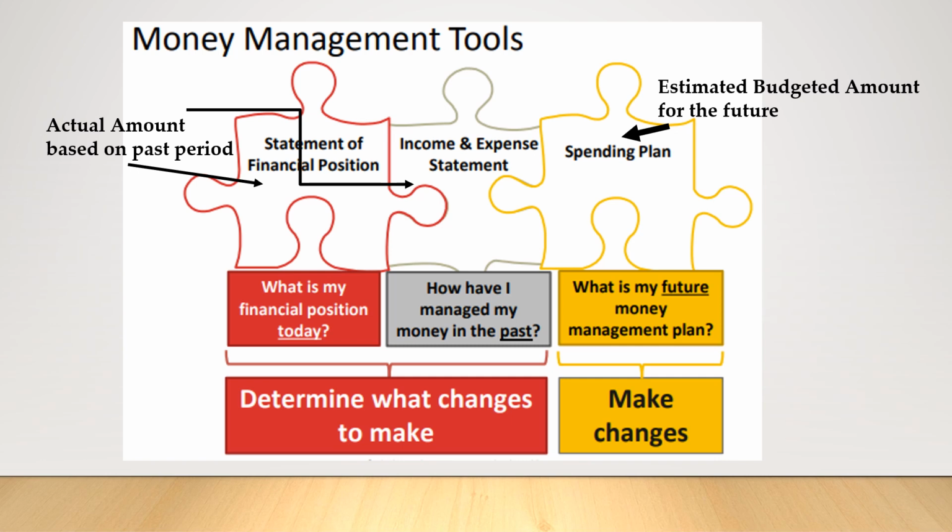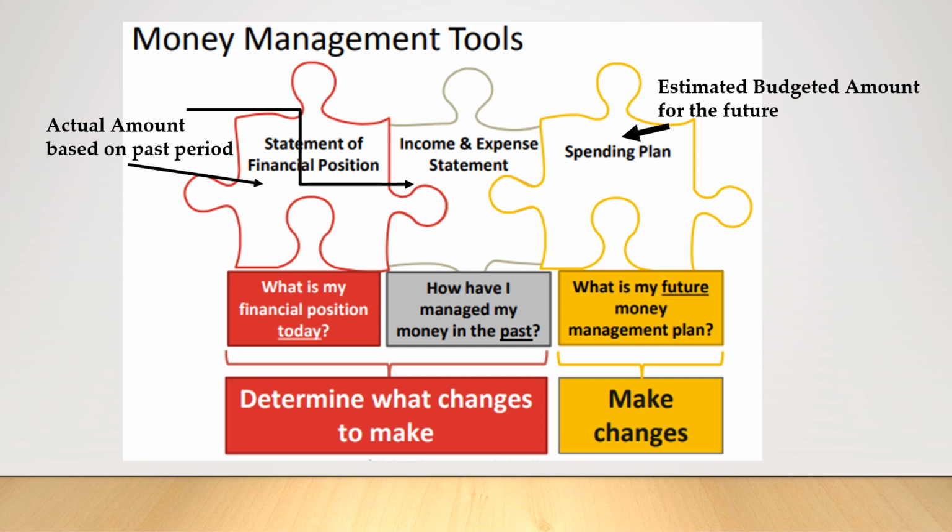What we have here on our statement of financial position are the actual amounts based on the past period that we have. The same with our income and expenses statement. What we have here also are the actual income and the actual expenses incurred or paid. Then, in light of our income and expense statement and also our statement of financial position, we can prepare our spending plan or what we call our budget. Those amounts on our spending plan, since it is a budget, are forecasted figures, or estimated or budgeted amounts.